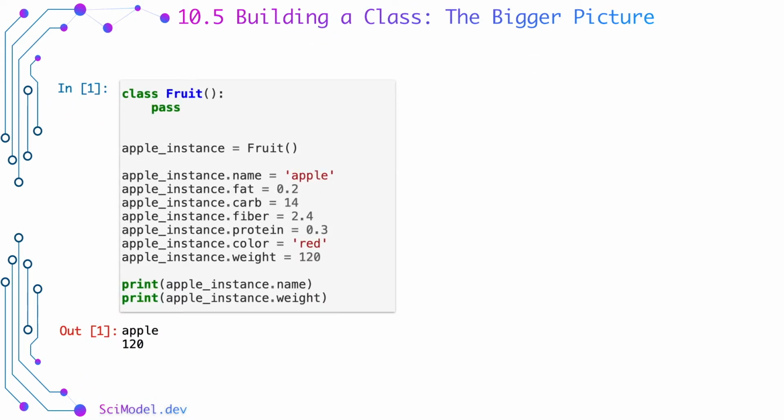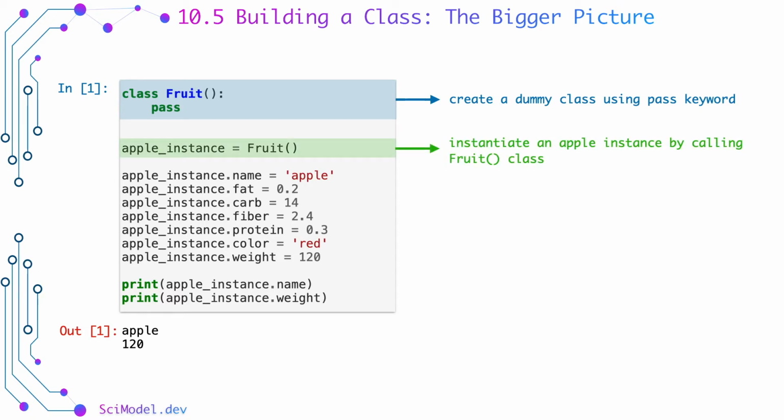First, we have the class definition using the pass keyword as the body of the class. Therefore, this class does nothing for the time being, so we will fill it with attributes. Then, we will instantiate an apple instance by calling the fruit class. As a result, the apple instance variable has an empty template or blueprint of the class to play with. Next, we will fill this empty template with attributes according to the syntax we have seen before.